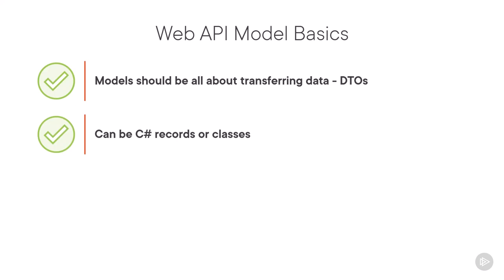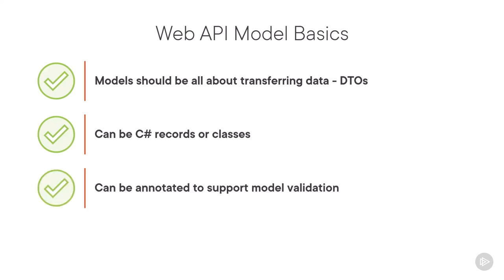Record types can work for many situations and often require substantially less code. Remember that even though your model objects don't have behavior, they can still include annotations to support model validation. Model validation is built in to ASP.NET Core MVC controllers that use the API controller attribute, so you should certainly take advantage of this feature when you can.